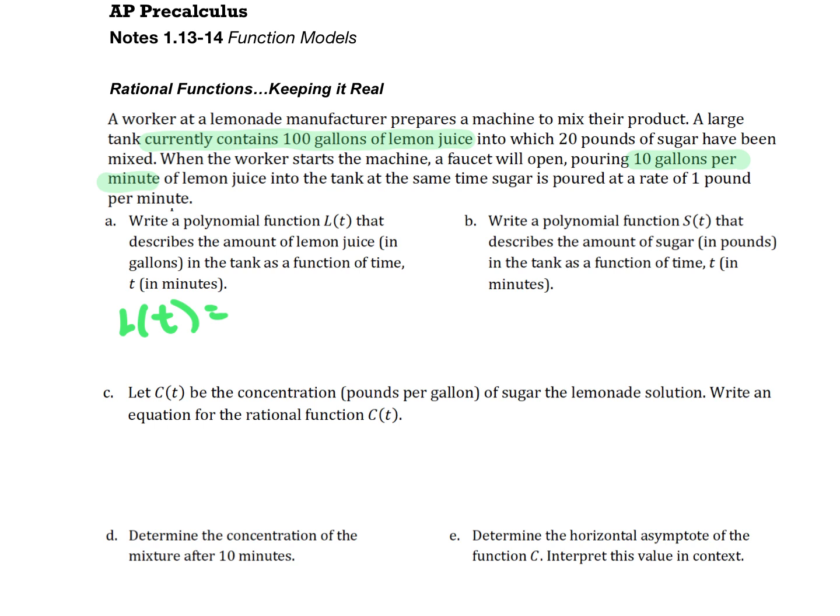equals, okay, what did we start with? 100 gallons plus 10 gallons per minute. So that function for just the juice, L of T, is 100 plus 10T, all right, for every minute, okay? Let's do the same thing for the sugar, right? How much sugar did we start with?